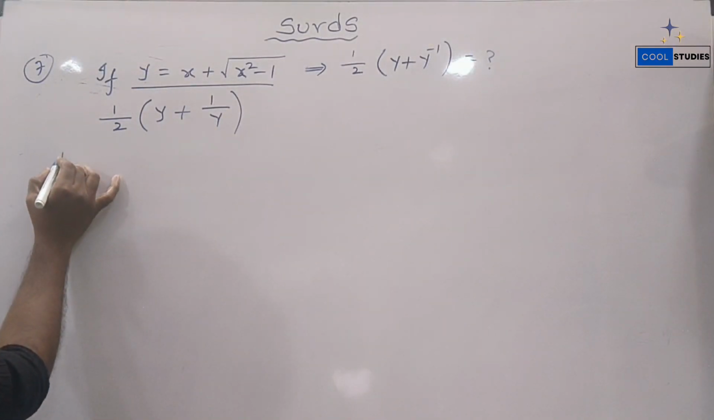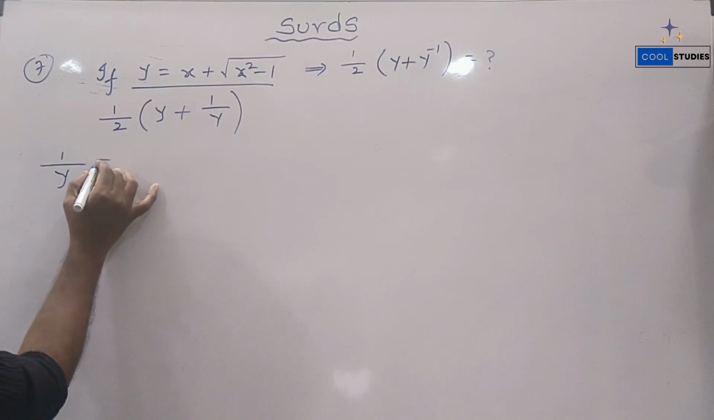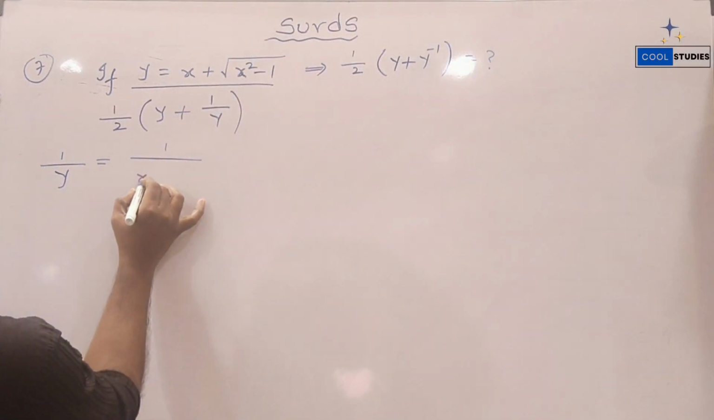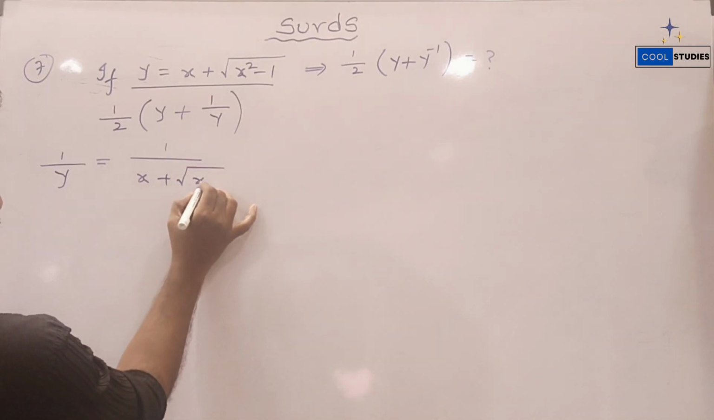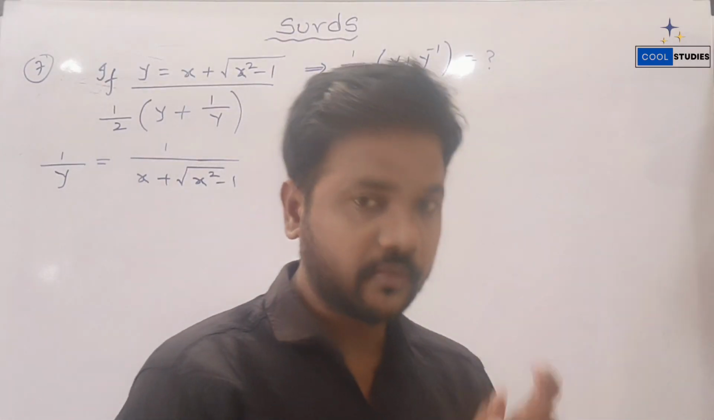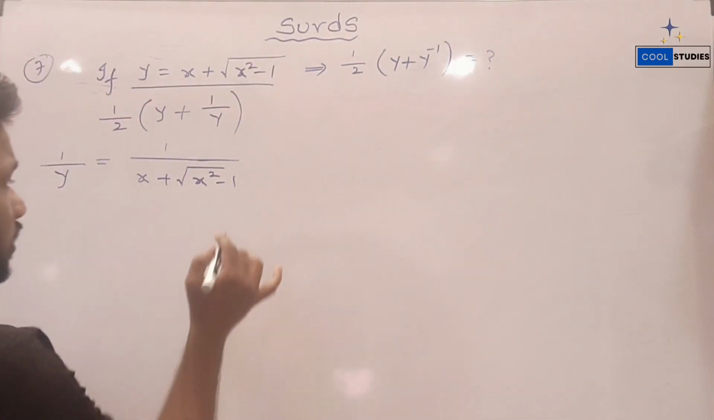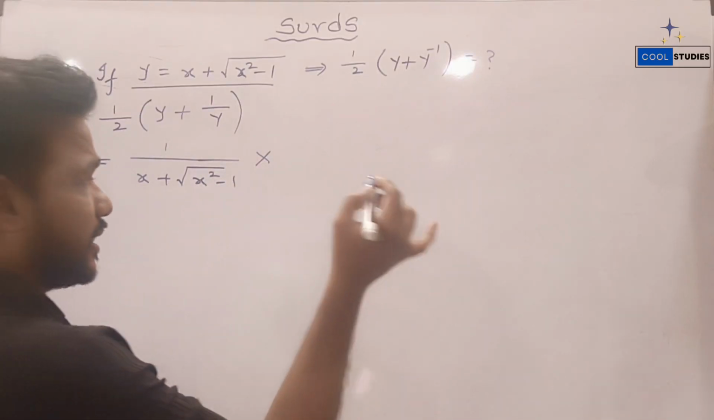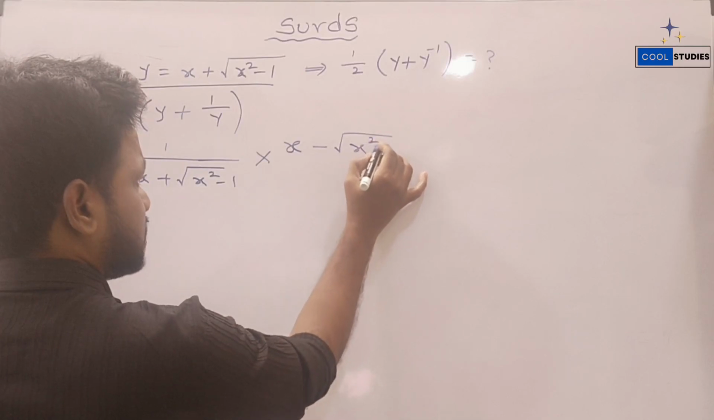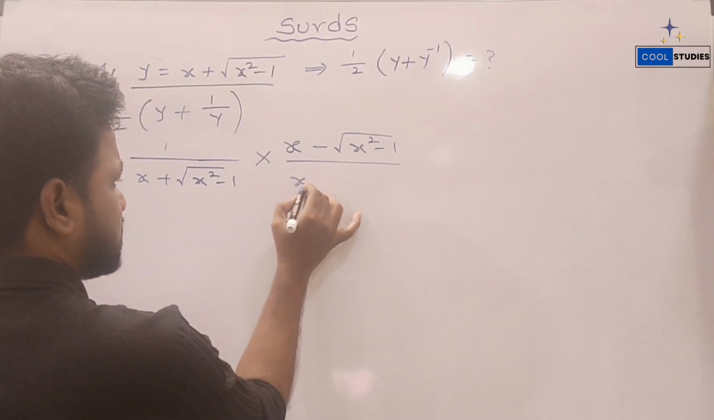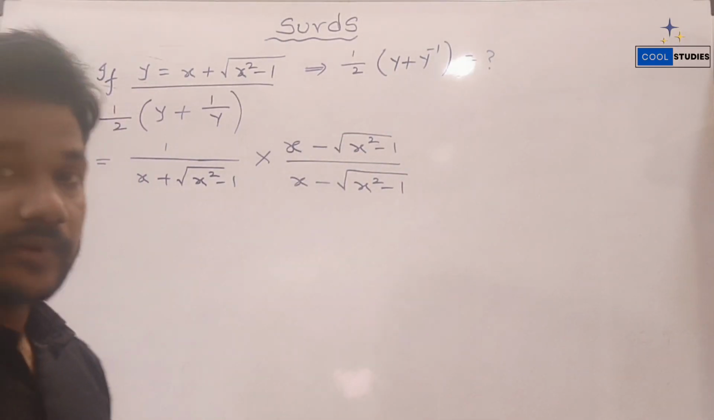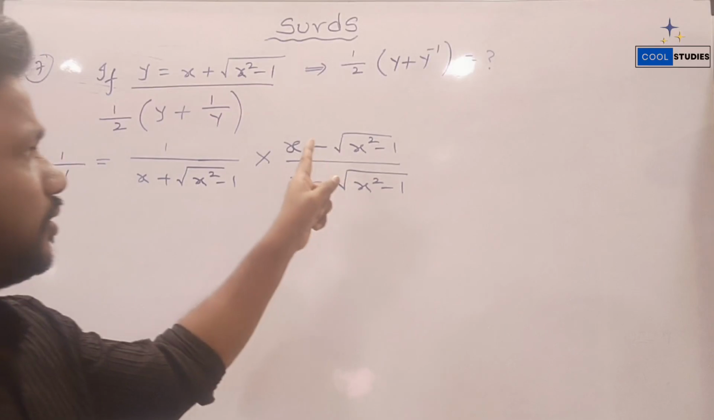So let us find 1 by y. How to find 1 by y? So 1 by, what is the y value here? y is given as x plus root over x square minus 1. We are substituting the value of y in that. Let us rationalize. Multiply and divide with x minus root over x square minus 1, by x minus root over x square minus 1.